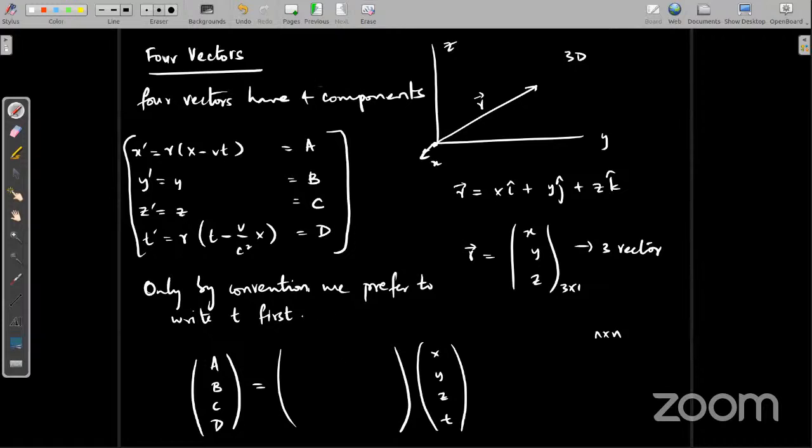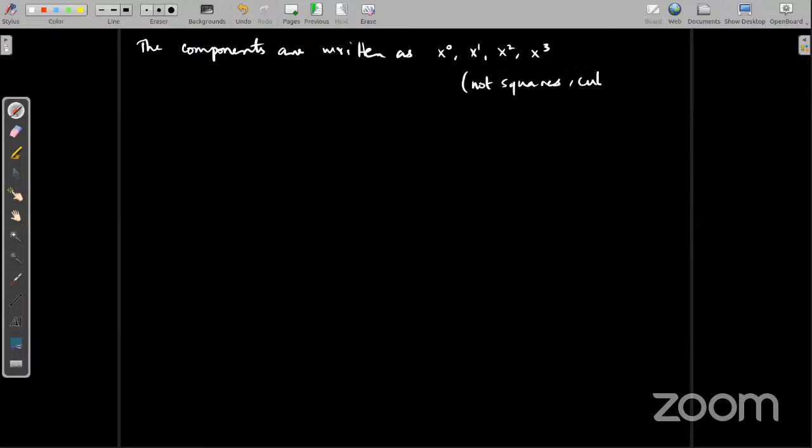Now we'll have a look at how the matrix is, and I'll also introduce to you another convention. The components are written as x0, x1, x2, x3. These are not squares and cubes. That's the common mistake that happens. These are just labels. You can just call them labels.